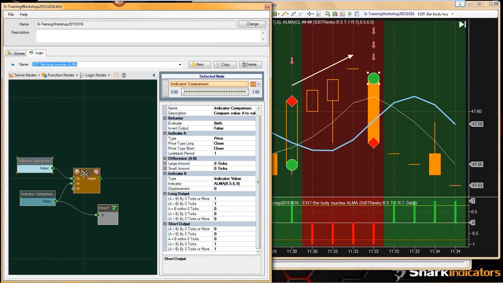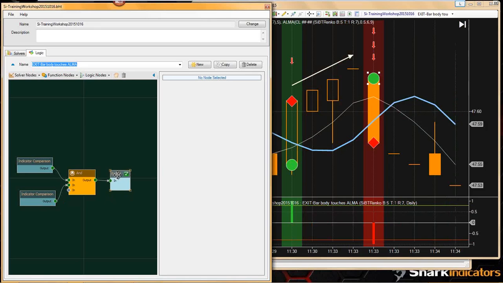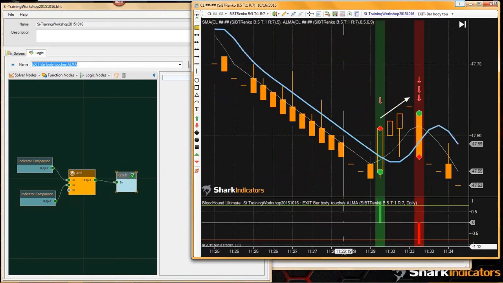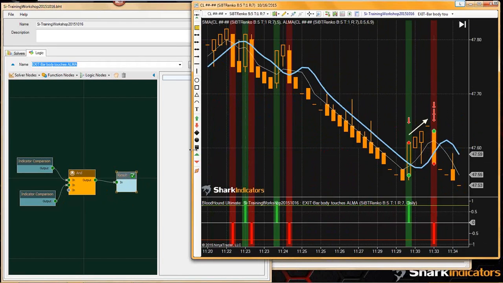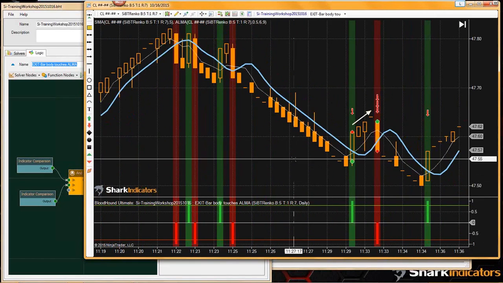So now it looks like we've got our solver set up for the open price. We changed our short output. Now let's take a look at the AND node and see what we get. Okay, so there we go. That's it. So there are all of the exit signals.